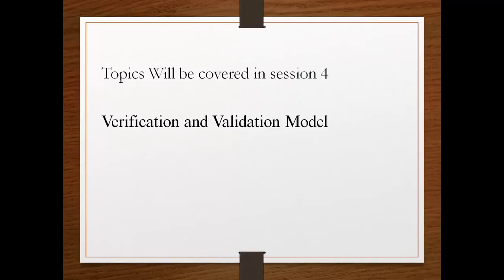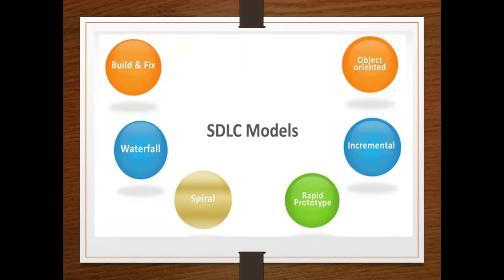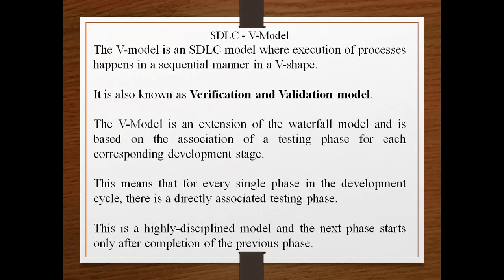In this particular session, we are going to see what is verification and validation model. In short, it is also called the V and V model. It is one of the SDLC models. The V model is an SDLC model where execution of process happens in a sequential manner in a V shape. It is also known as verification and validation model.